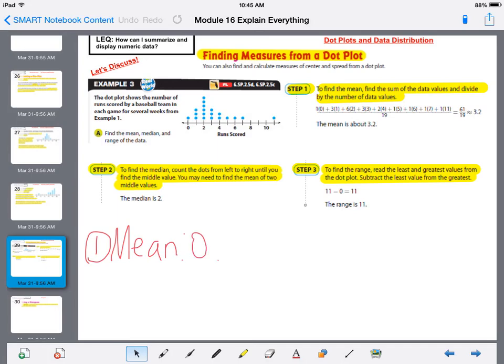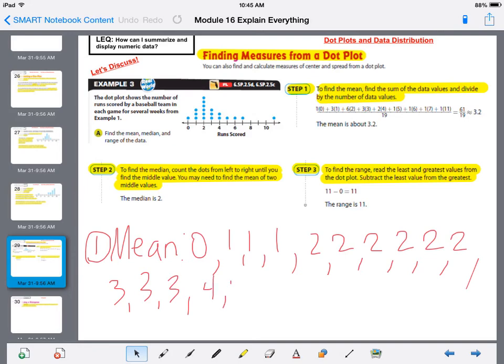So we have 1 zero, we have 3 ones, we have 6 twos, we have 3 threes, we have 2 fours, we have 1 five, 1 six, 1 seven, and 1 eleven. So we would add all that together and then divide by however many values there are in that set, and there are 19. So you would take the sum of this, which is 61, divided by 19 dots, and that's approximately 3.2. So the average is about 3 2/10.